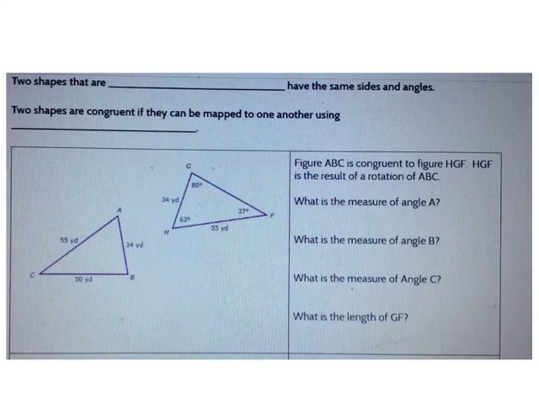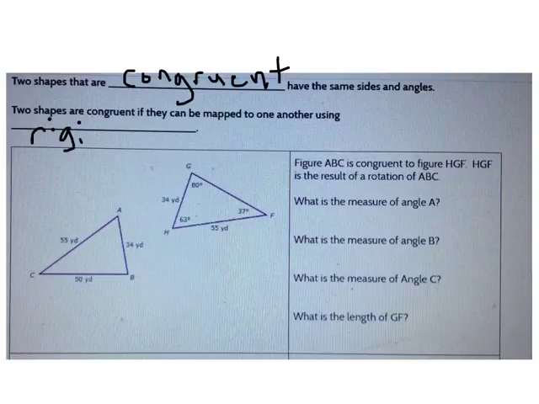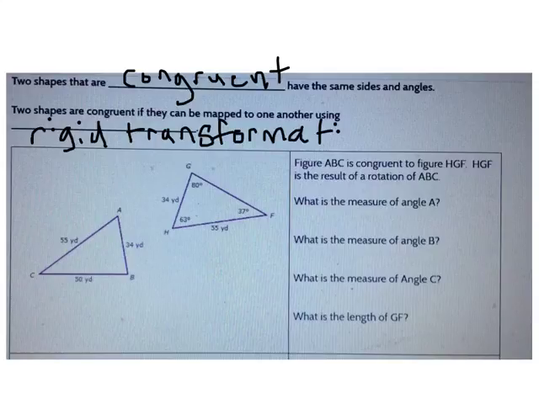Today we are going to talk again about congruent figures. Congruent figures are two shapes that have the same sides and the same angles. They're the same size and the same shape. Two shapes are congruent if they can be mapped onto one another using rigid transformations. Remember that rigid transformations are translations, rotations, or reflections. If you can move one shape on top of another using translations, reflections, or rotations and they match, the two shapes are congruent.